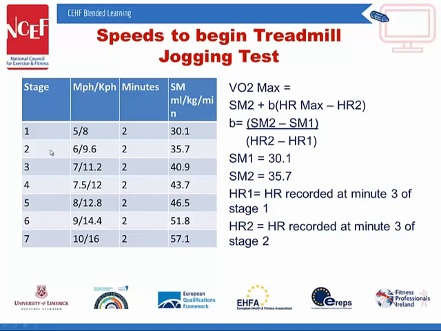So we might even start some clients off at stage 2 and then progress on to stage 3. So that's why there are 7 stages. The important thing to remember is stage 1: 8 kilometers an hour, 5 miles, whichever, it doesn't matter which you use, 8 kilometers an hour for 2 minutes. The workload is then expressed as 30.1 milliliters per kilogram per minute of exercise. This would be the general oxygen uptake while working out at that level, 8 kilometers per hour.